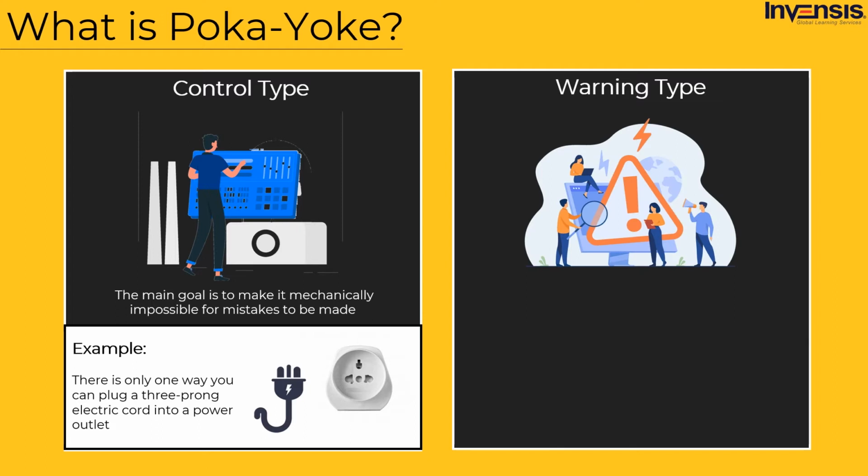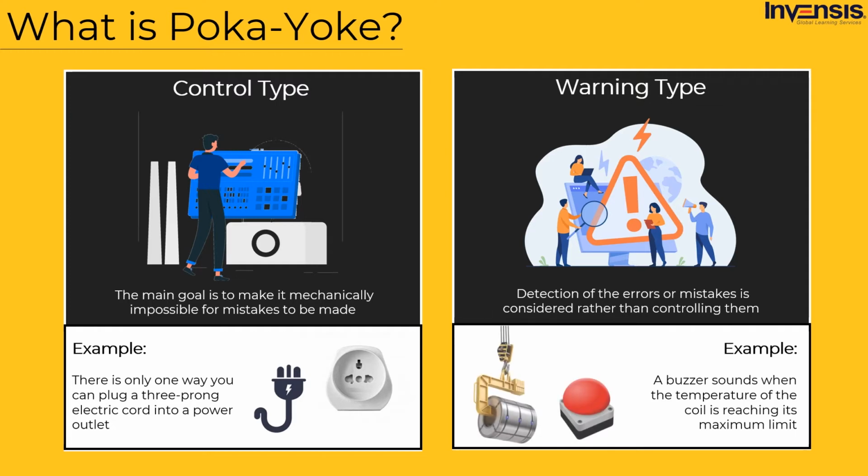The next one is warning. Warning Poka-Yoke is performed when mistakes cannot be controlled in a human's hand. Here, in this type of Poka-Yoke, we try to detect the errors or mistakes, rather than controlling them. Color or sound is used as an alert to the operator, which helps the workers detect the mistake easily. For example, a buzzer sounds when the temperature of the coil is reaching its maximum limit. This indicates that a mistake may occur now. Thus, detection of mistakes or errors is done.